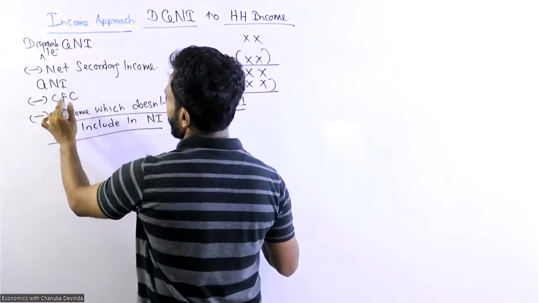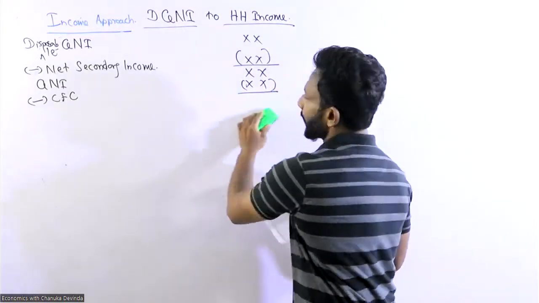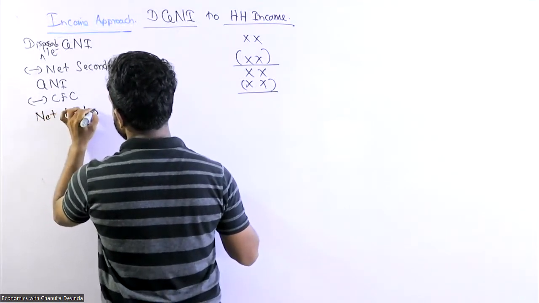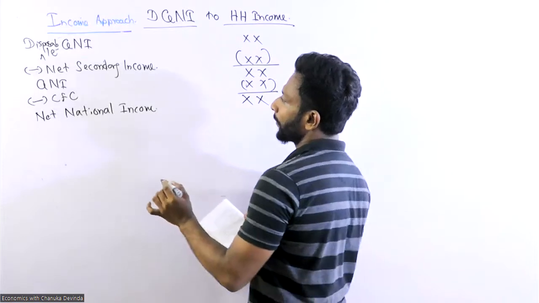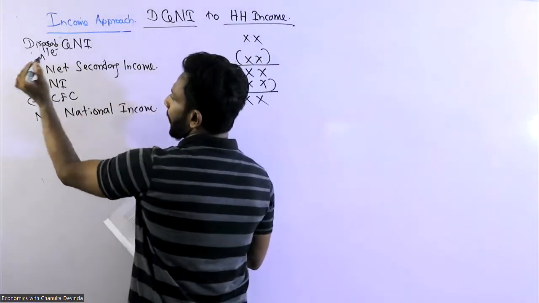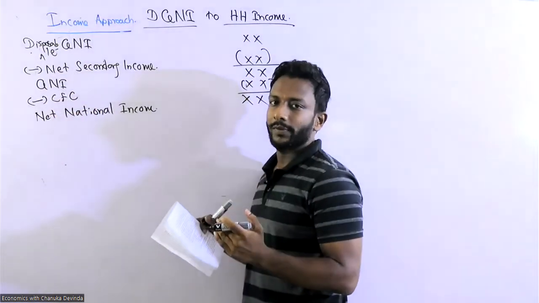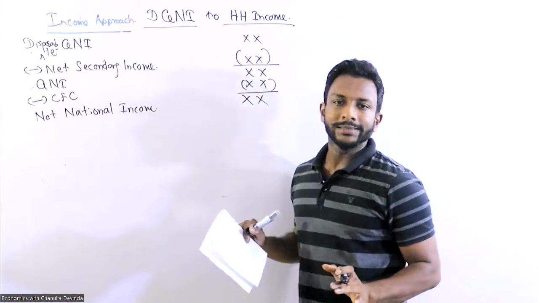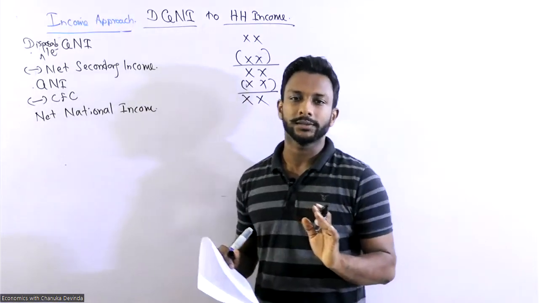So you need to take here, after adjusting this, the value is equal to net national income, right? So that's it. Now if they have given disposable gross national income, you need to transfer it to net national income by removing both elements, net secondary income and also consumption of fixed capital. But if they have given gross national income, then just remove consumption of fixed capital, then you can take net national income. Now the operation is started, right?